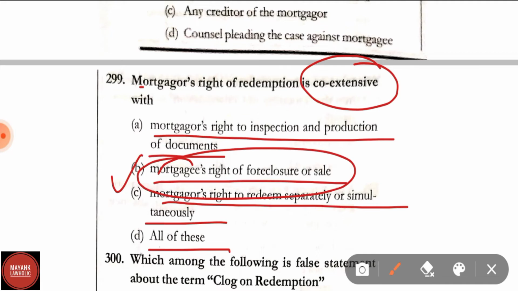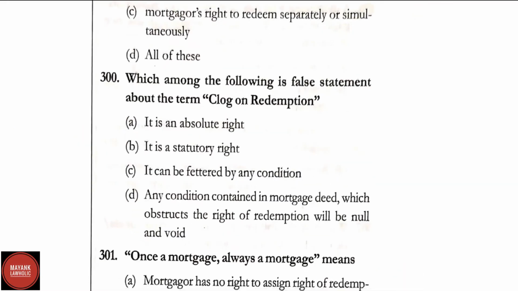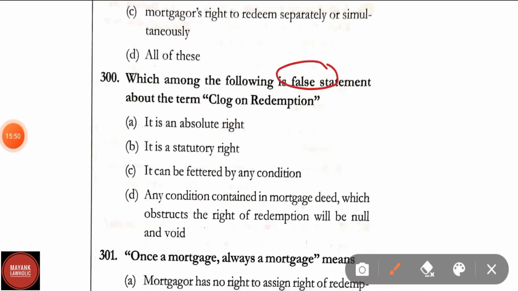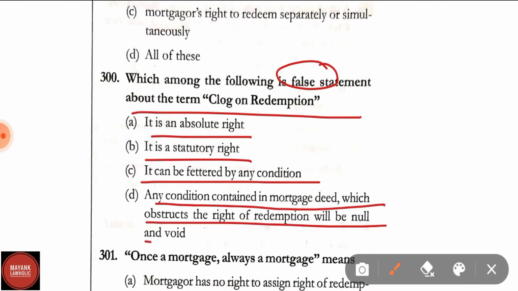Mortgager's right of redemption is coextensive with mortgager's right of foreclosure or sale. Question number 300. Which among the following is false statement about the term clog of redemption? Options are: it is an absolute right, it is a statutory right, it can be fettered by any condition, and option D, any condition contained in mortgage deed which obstruct the right of redemption will be null and void.